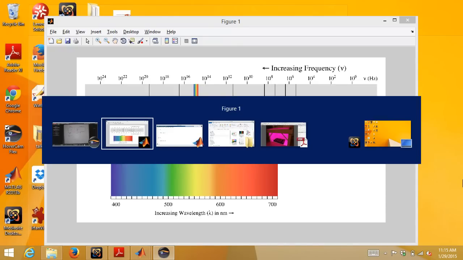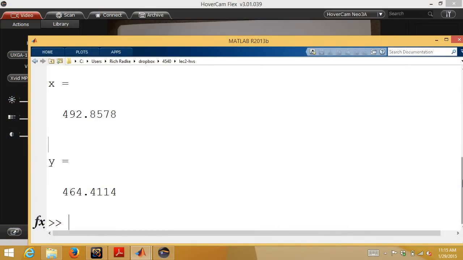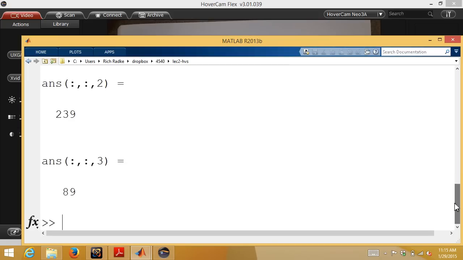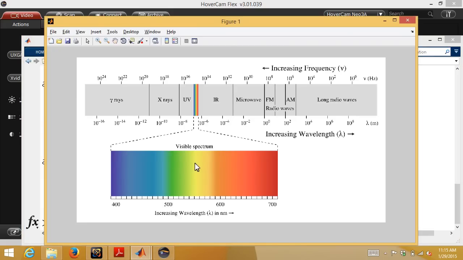And so what I want to do now is take my point, and find out what color was at that point. So I have to flop these around. I'm saying, give me all the color channels at that point. So that gave me 238, 239, 89, right? I'll just write this like this. What this tells me is I've got a lot of red, a lot of green, and not much blue. That makes sense because what I clicked on was somewhere in this yellow range, right?